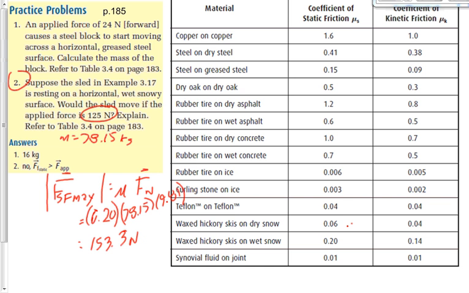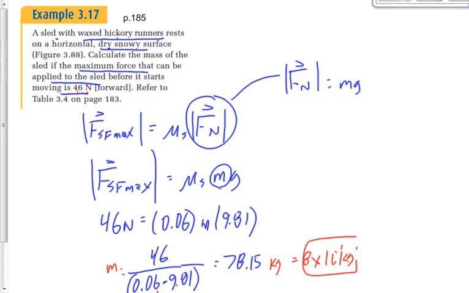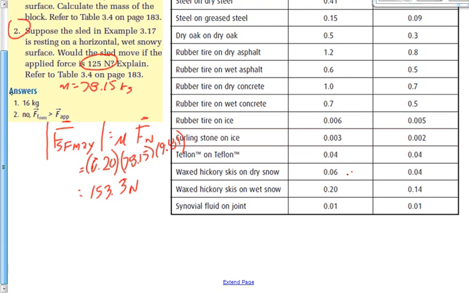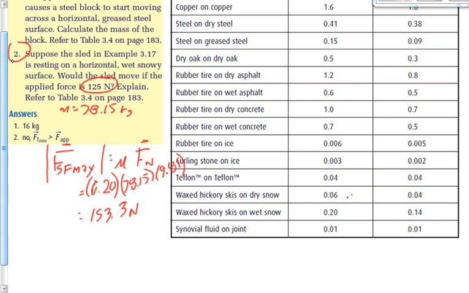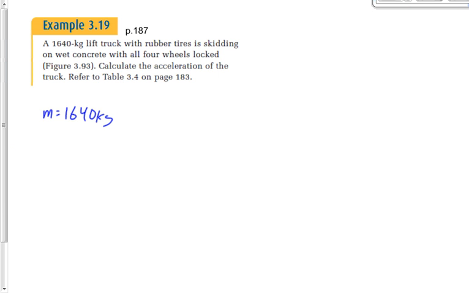We're going to say between wet concrete and rubber, it's going to be 0.5 coefficient of kinetic friction. Notice there are no units with the coefficient, just a number. We want to find the acceleration. Any ideas? Any ideas, sir? Yep.